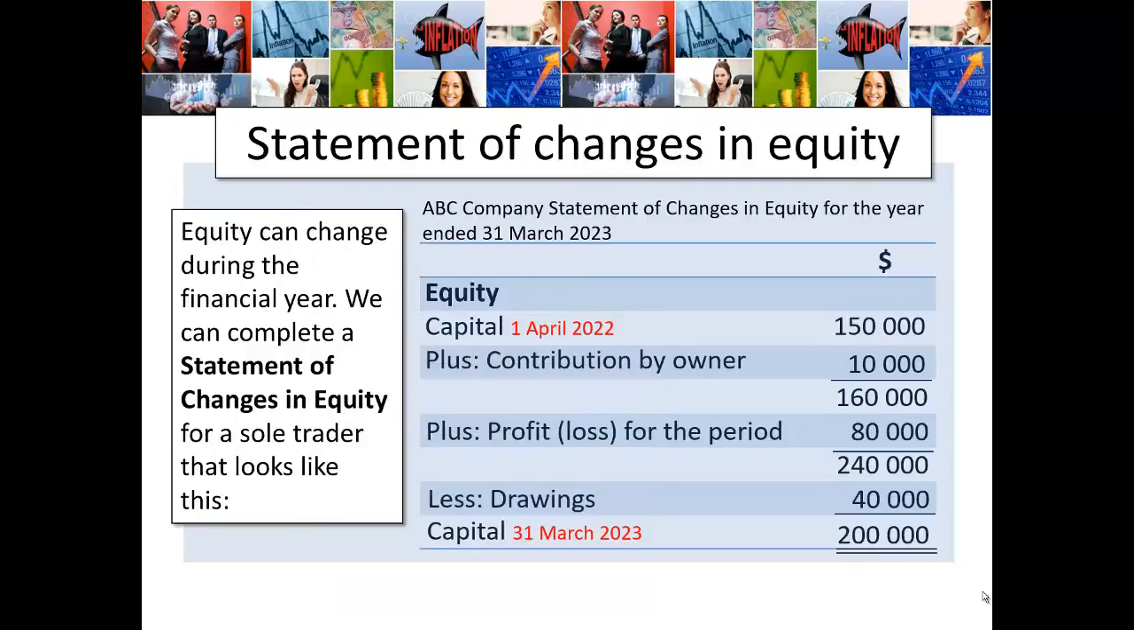So we start with equity, and that's the amount of capital at a certain point of time. Across that time period, we look at any contributions by the owner, look at any profits or losses for the period. Profit's going to increase the equity, loss is going to decrease the equity, and then we subtract out any drawings, and that will give us a final capital figure, the equity figure at the point in time we want to measure it from.